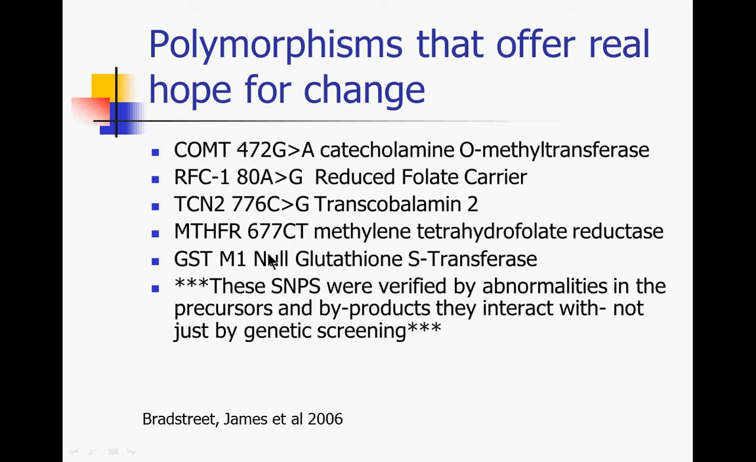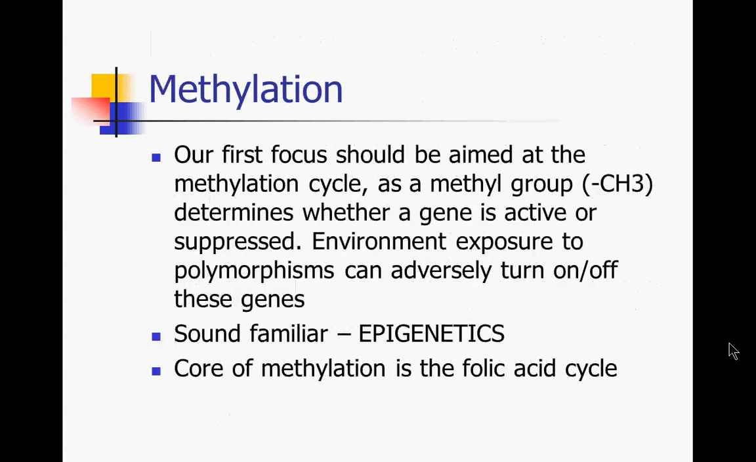So not only do we find the genes in the autism world, we find that the precursors and byproducts were abnormal. So again, another backup saying these are important. We know they're abnormal. We know they're causing a problem. So when we take those polymorphisms, we look at what they do. Well, the thing that we've got to understand is methylation. Methylation is the transfer of a methyl group, or carbon and hydrogen 3, which determines whether a gene is active or suppressed. And environmental exposures cause these polymorphisms to turn genes on and off or make them less active, which is what we've talked about, the environment influencing genetic activation or enzyme activity. Again, epigenetics, this is where we're going.